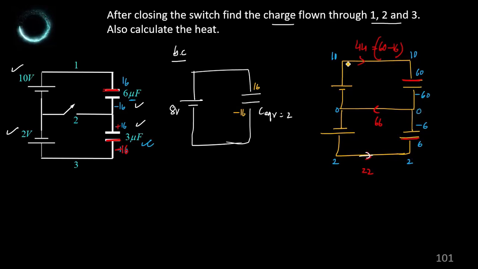22 is coming. Through the other line, 44 is coming. So net charge accumulated over here is 22 plus 44, which is 66. So 66 should go from this to that direction. Towards the left, the 66 amount of charge should flow.